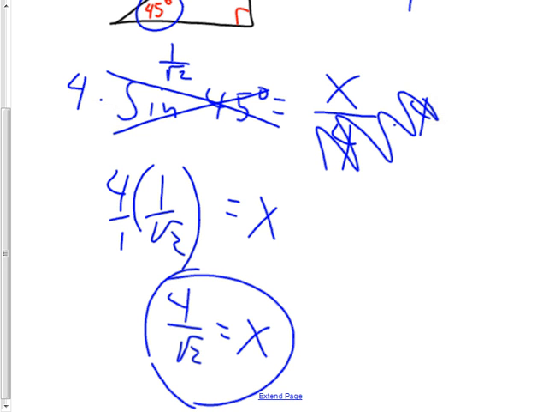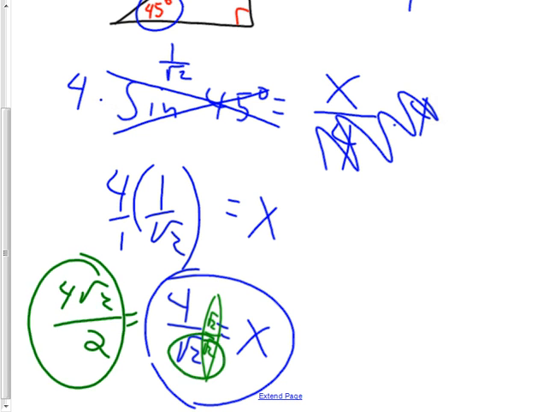Now, for those that might be watching this who are in a class where they require you to rationalize the denominator, then you'll have to multiply by root 2 over root 2, and that will make 4 root 2 over root 2 times root 2 makes root 4, which is 2. That also is exact. It's just written differently so it doesn't have a square root on the bottom. We do not require that in this class. You don't have to rationalize the denominator. You could have said 4 over root 2.